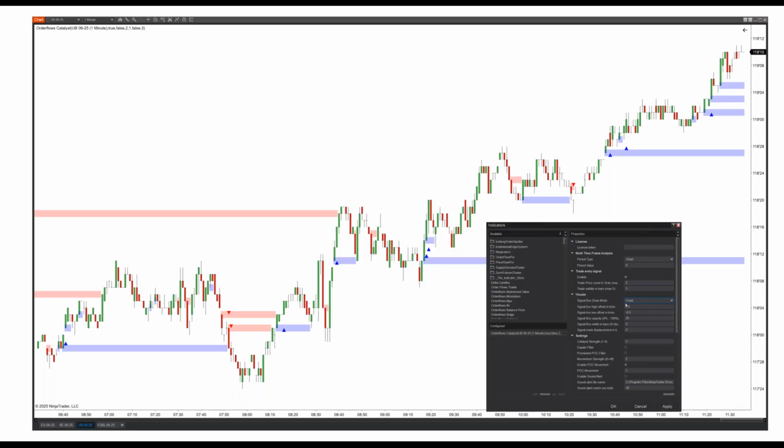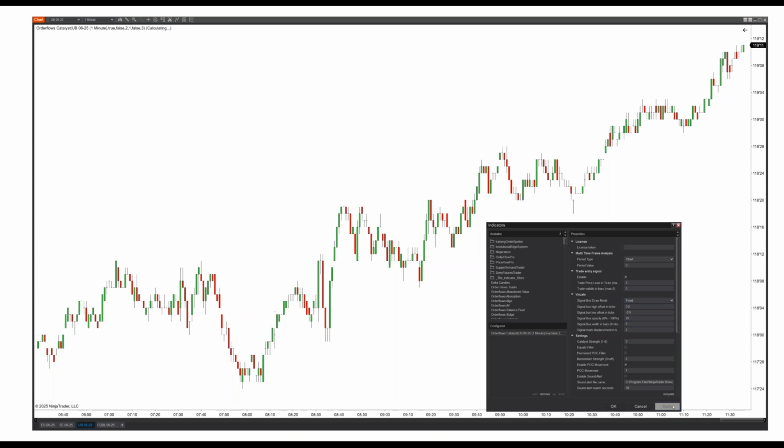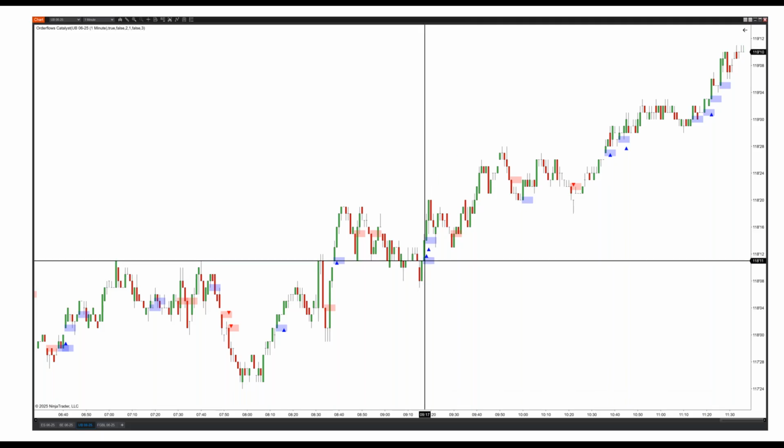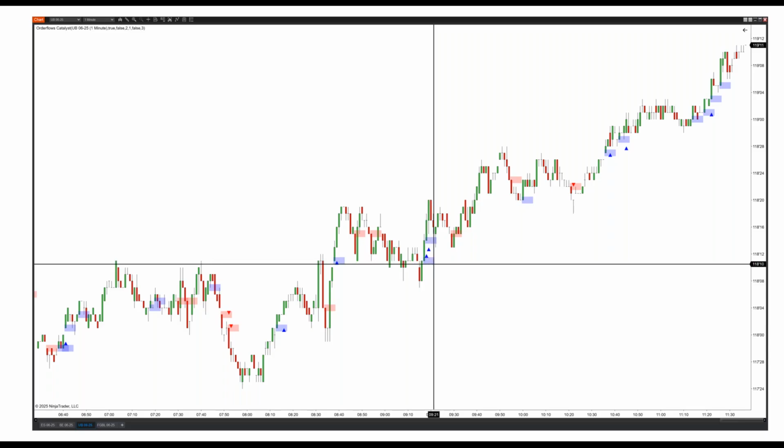You can also have it fixed. So you can see the default is 5. If I have the default 5 and I use it as fixed, I still have a zone, but it basically draws it out over 5 bars starting at the signal bar. So 1, 2, 3, 4, 5, and then it just ends automatically.